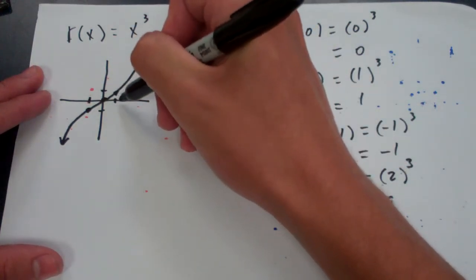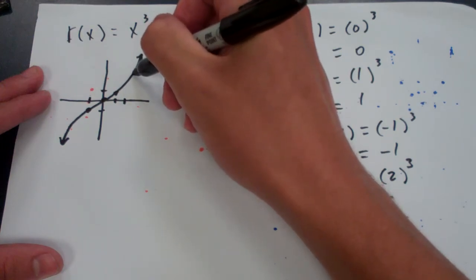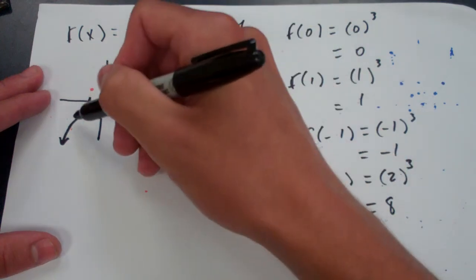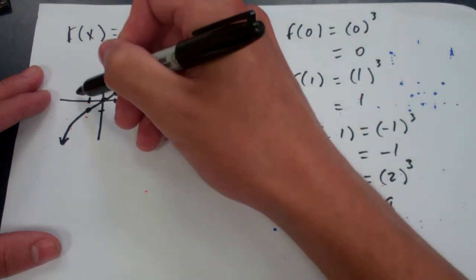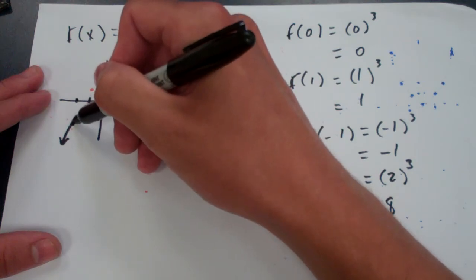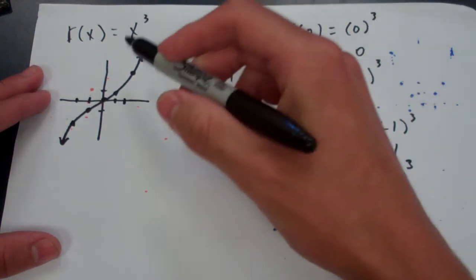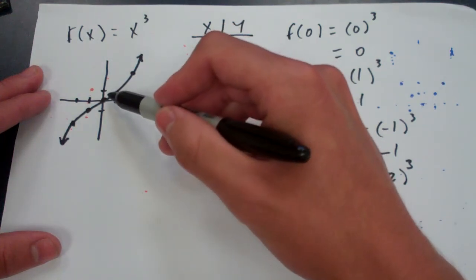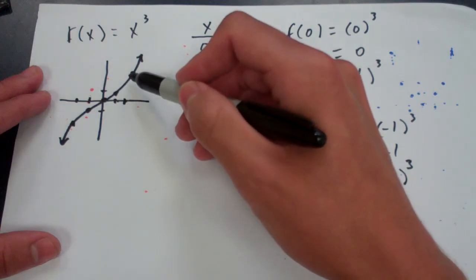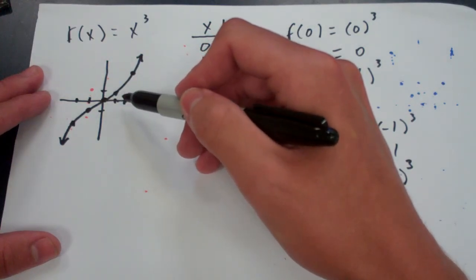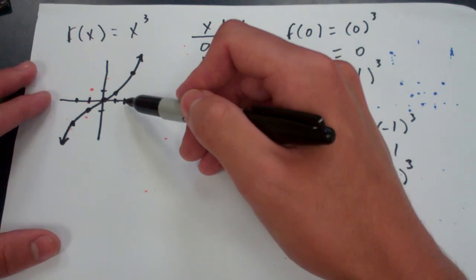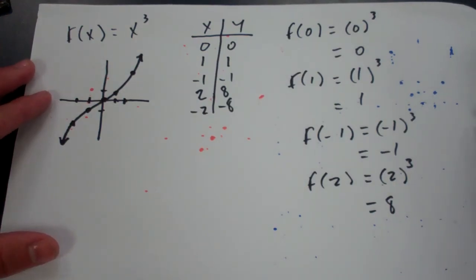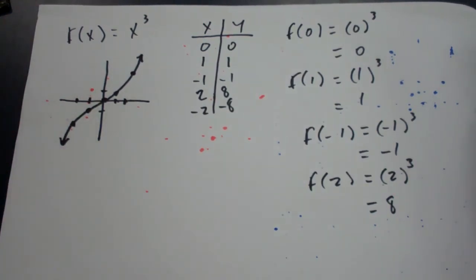And at x is 2, y is 8. We can call this 8 somewhere up here, and vice versa. At x is negative 2, y is negative 8. It'll be somewhere down there. But as you can see, as our x values go out, the x value went out 2, and then it went up 8. So as the x values get larger, the y values get much larger, right? Because they're actually cubed.